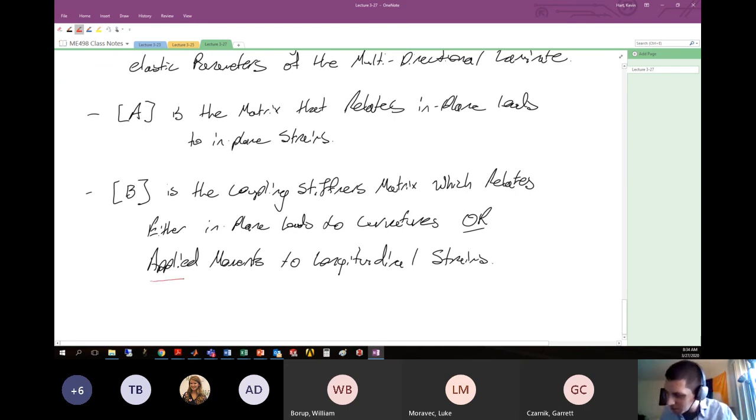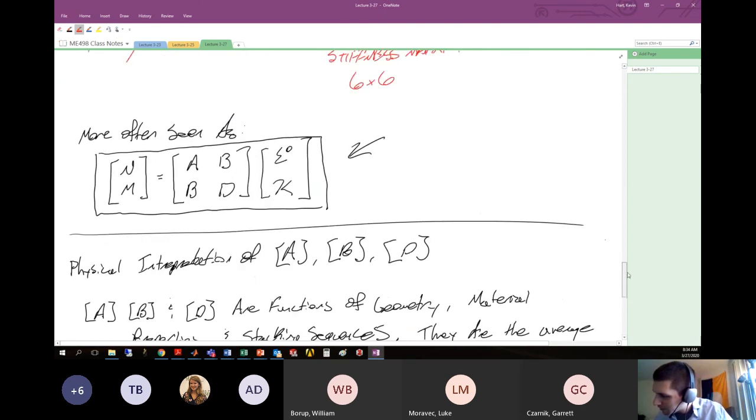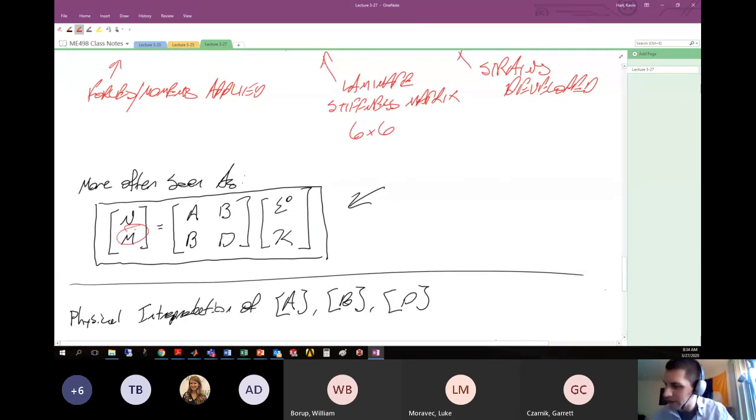Another place that we see it is relating applied moments to longitudinal strains. So that comes in the second equation here when we're talking about the equation for M. And we know that the equation for M is going to be B times epsilon 0 plus D times kappa, right? So that's just this traditional matrix mathematics relating those particular pieces. All right. So the B matrix can also relate applied moments to longitudinal strains that develop.